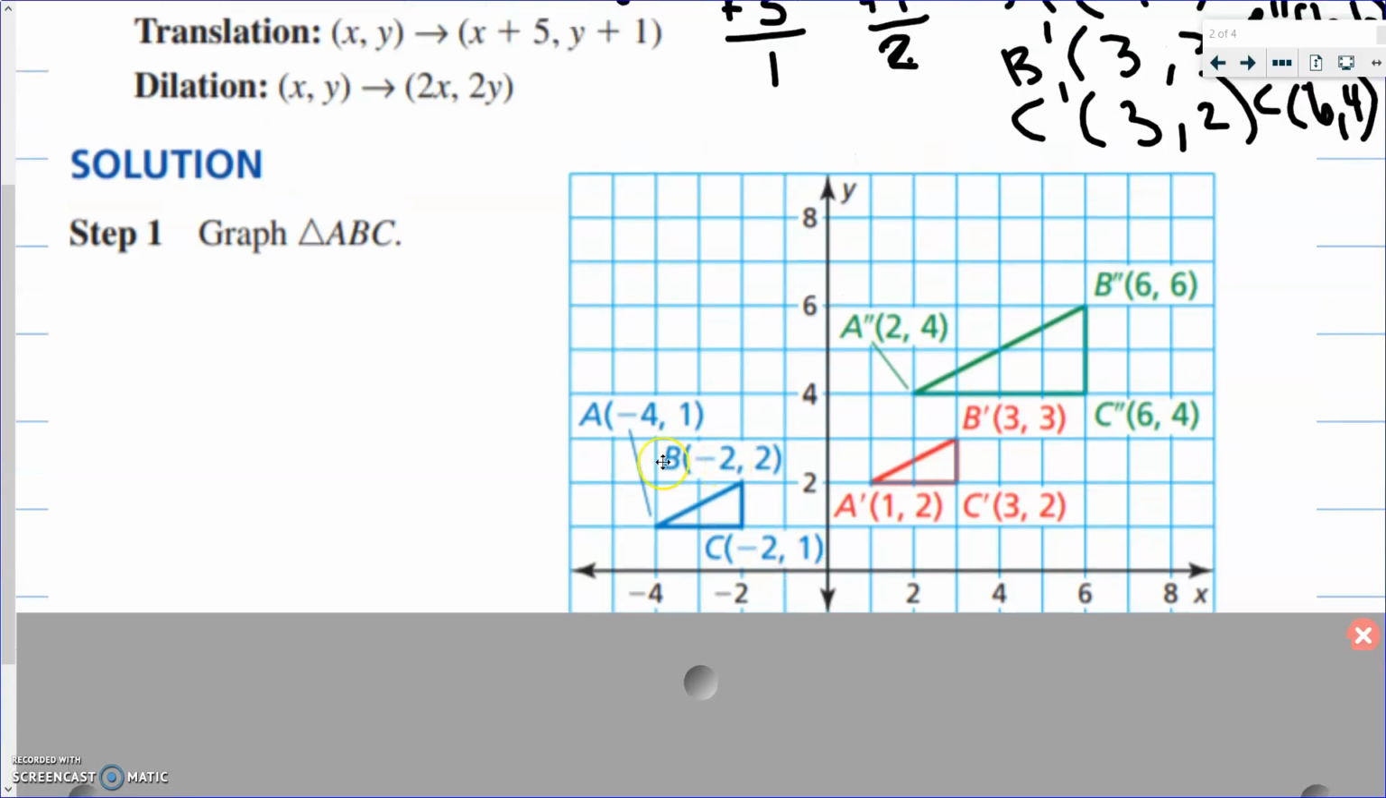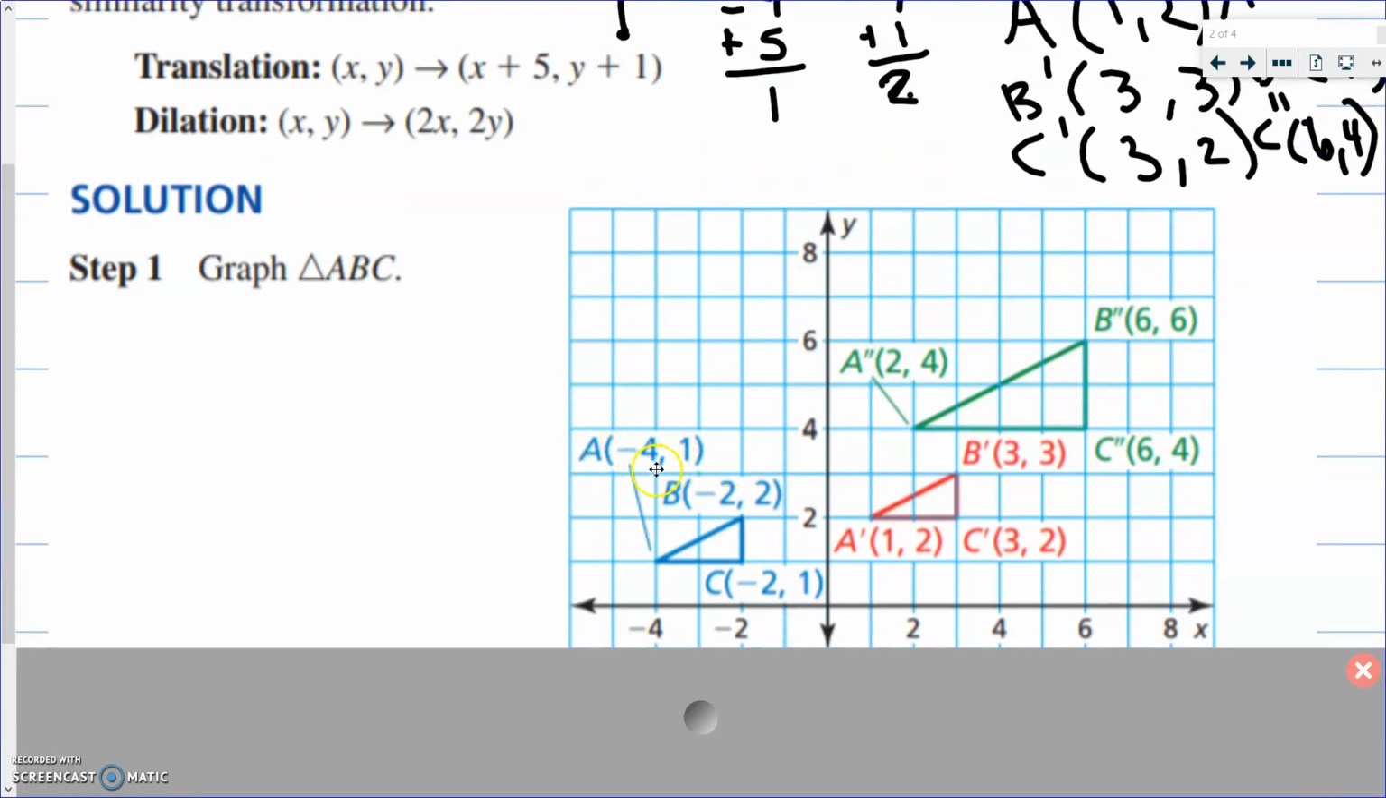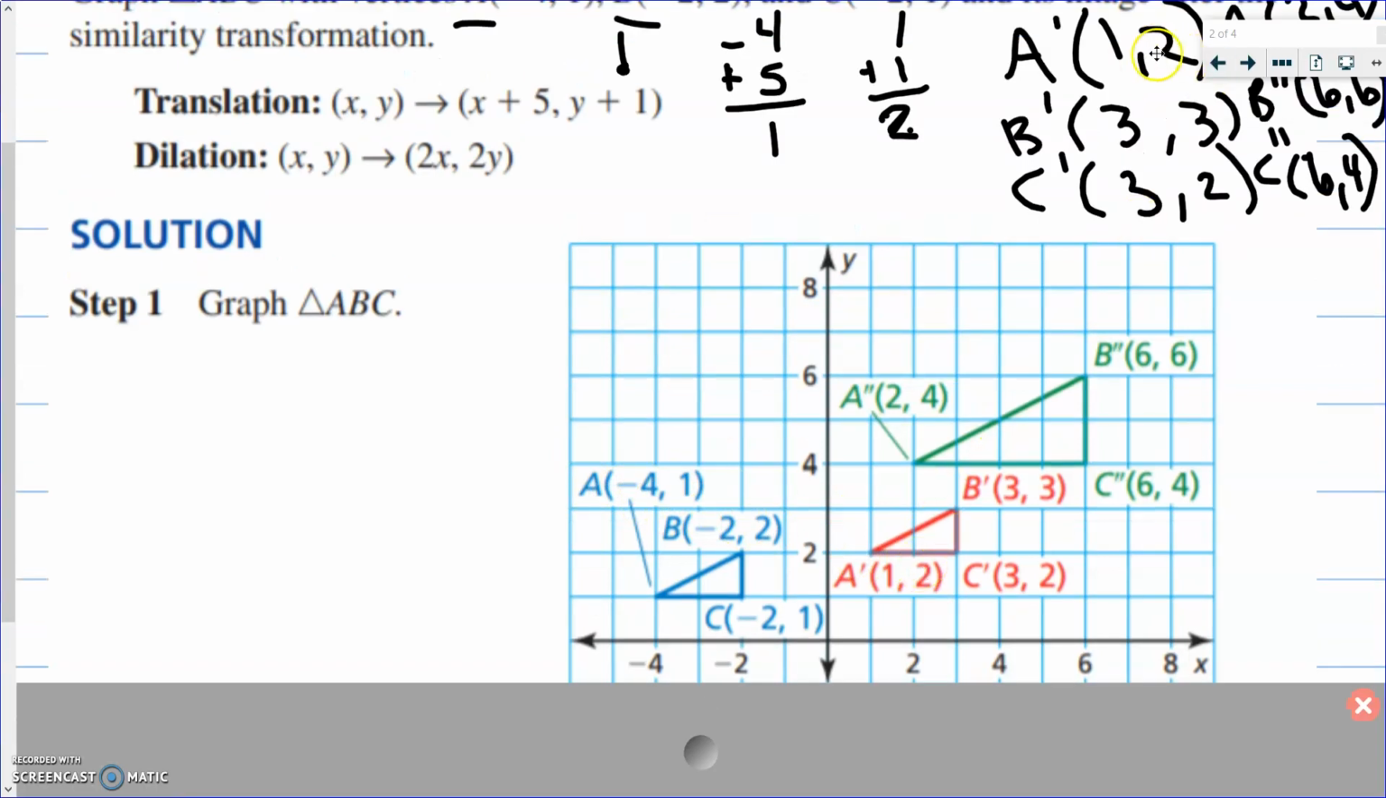And then we added 5 and added 1. And so A prime is 1, comma 2, and that's what we have in our calculations. B prime is 3, 3. That works. C prime is 3, 2. Boom, that's what we had.